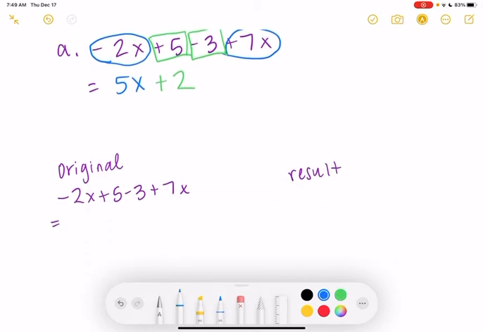So now we have to evaluate the original for x equals 4 and our result. So I'm going to put in what we got for our result over here, 5x plus 2. Now we're going to plug in 4 here to the original and to the result. Do you think they're going to be the same? Yes, they should definitely be the same, right? Because we just simplified. So we just condensed it. They should definitely be the same.